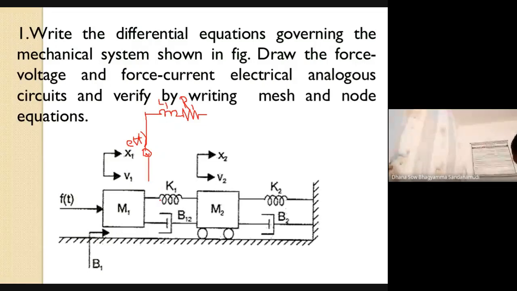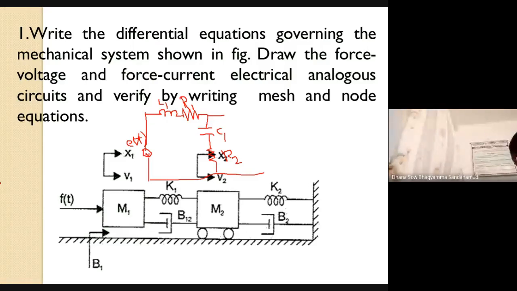Now if we observe, actually here there should be two loops. So the other node is M2. In between M2 and M1, K1 and B12 are there. What is K1? K1 is 1 by C1. So for 1 by C1, you just connect a parallel element and give it C1. What is B12? It is R2.